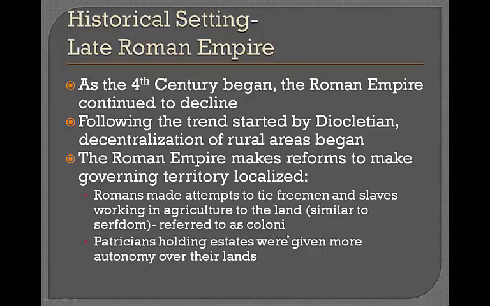I don't speak Latin. I'm pronouncing it like Italians would pronounce it. But really, there's a direct link between these coloni and serfs. And I'm going to go over what a serf is later when we get to Manorialism and feudalism. But this right here, this labor reform that ties all of these people to the land, that's really when serfdom, the seed for serfdom, is planted.